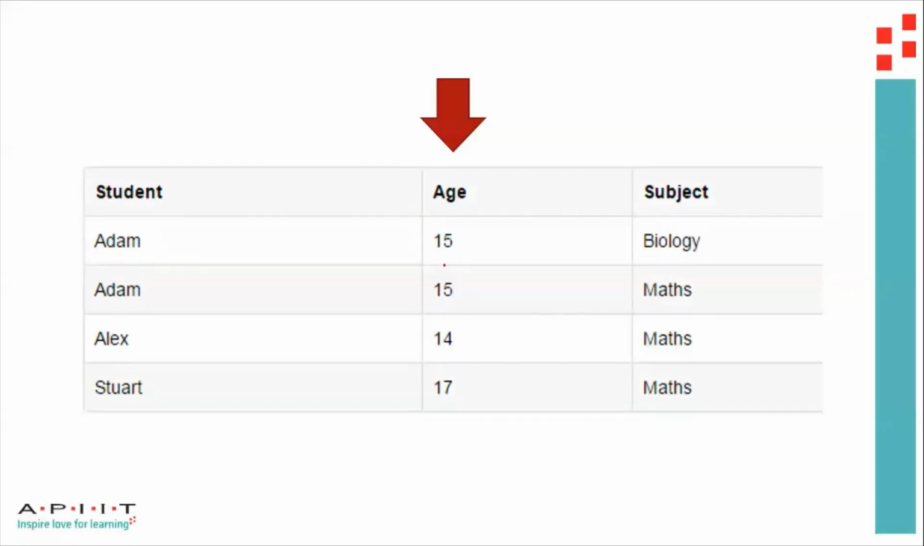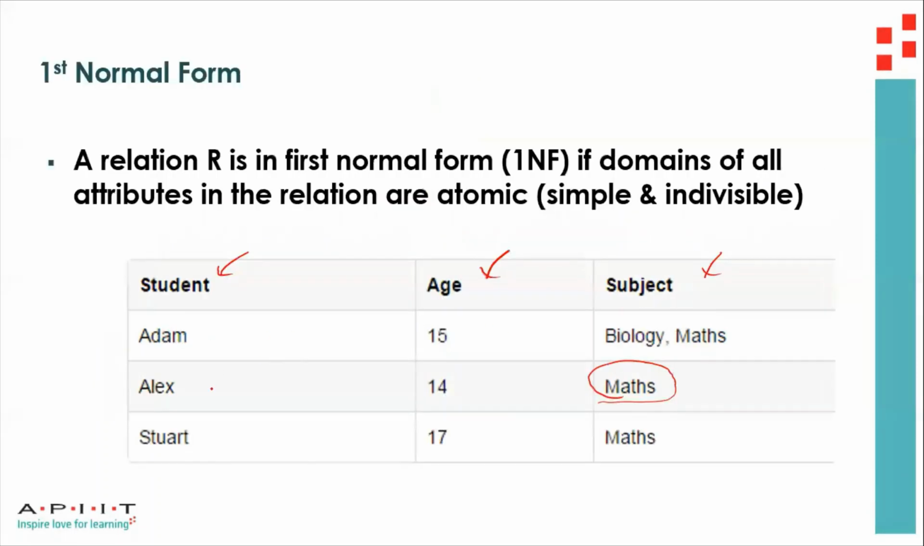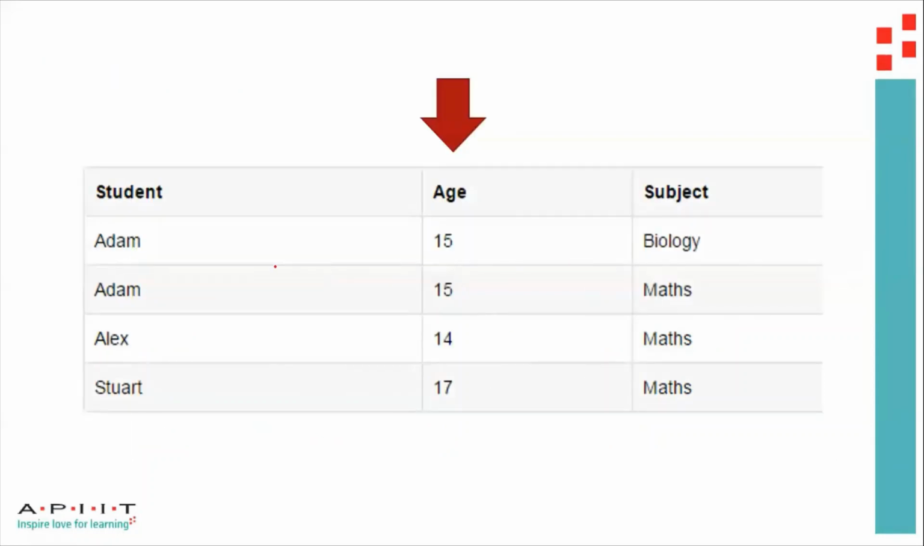Adam, age is 15, biology. Adam, age is 15, maths. See, Alex was the other row we had, and Stuart. So look at this one. Now we have added two rows for Adam because he's following two different subjects. That's the idea.